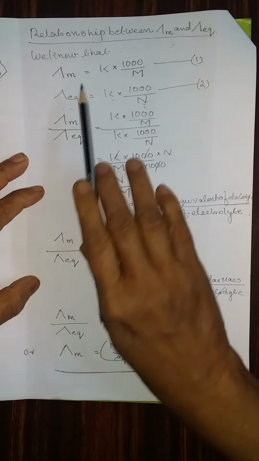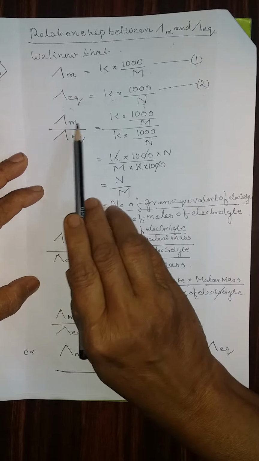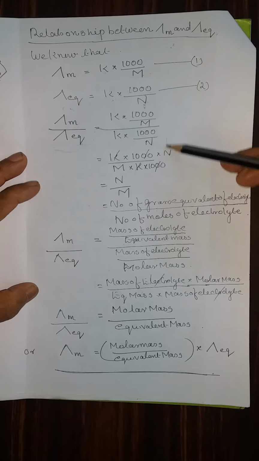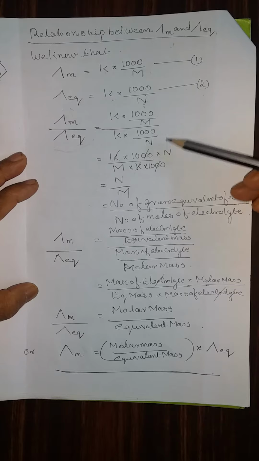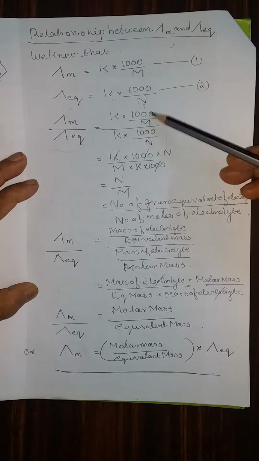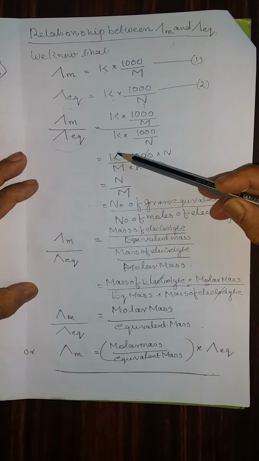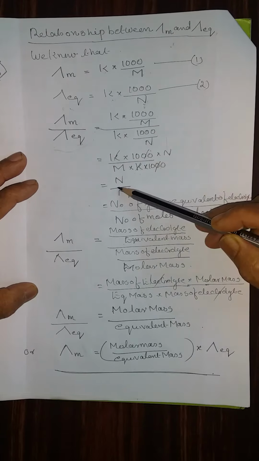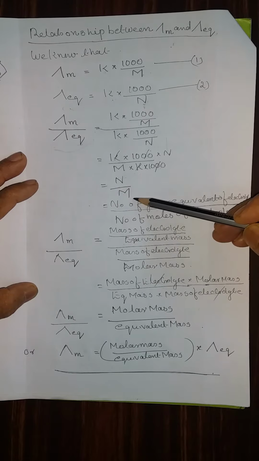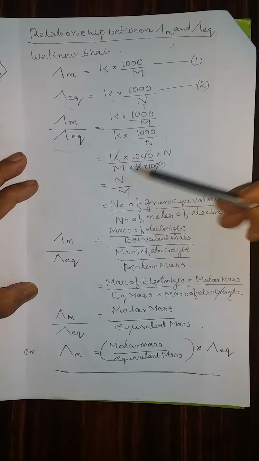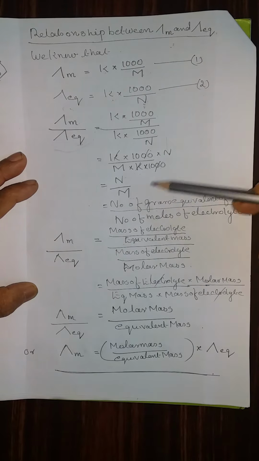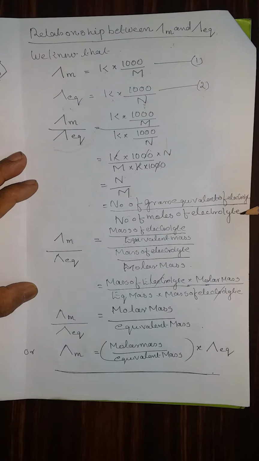Now, consider Λm by Λeq. Substitute the values and you derive the equation as follows. First, cancel the like terms. Kappa can be cancelled and 1000 can be cancelled. Therefore, it remains with N by M. You know what N is: the number of gram equivalents of the electrolyte, divided by M, the number of moles of the electrolyte.